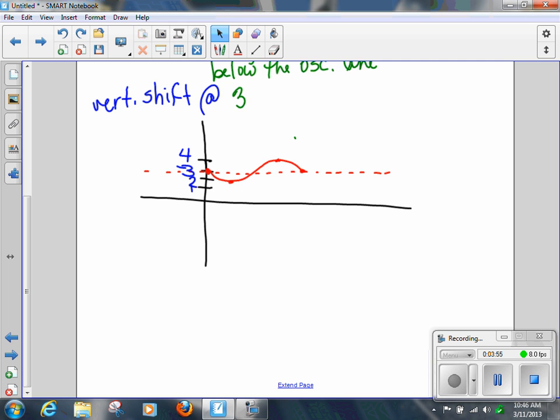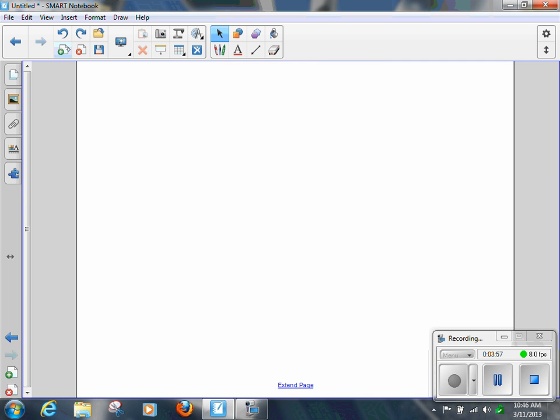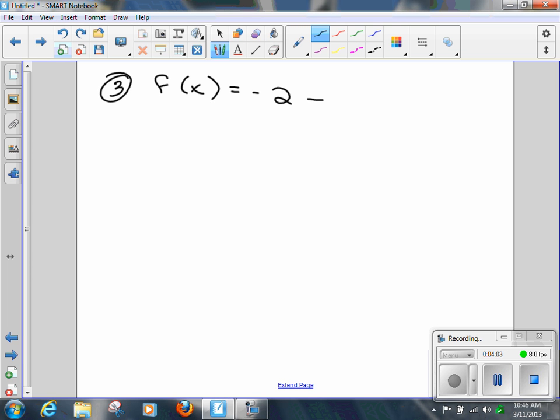Okay? Here's another one. Now let's look at number 3 from the worksheet. -2 plus sine of x. What is wrong with that? It's in the wrong order, so ding, ding, ding, what do I need to do? I've got to move this thing around. I've got to put it in the correct order. So I'm going to take sine of x minus 2.